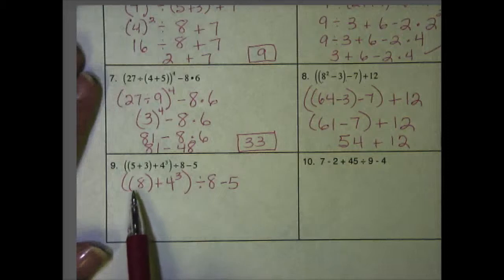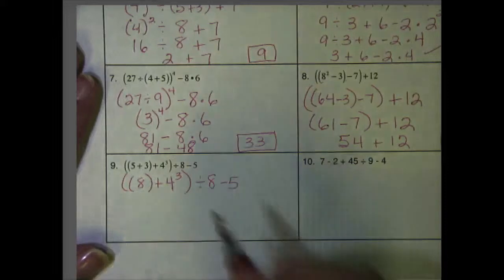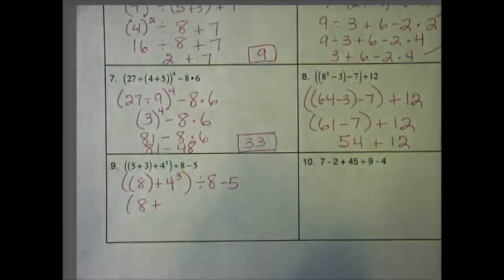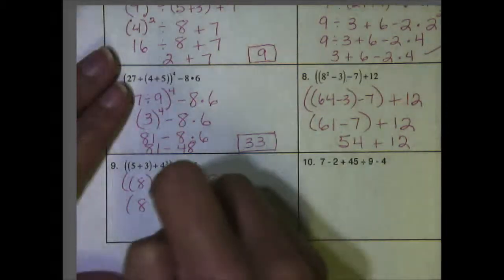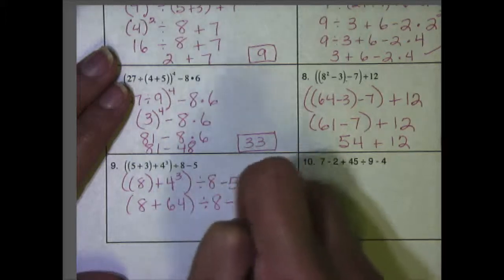So now we're going to look inside these parentheses. Well, in order to do what's inside these parentheses, I have to know what 4 to the third is. So I have 8 plus 4 to the third, which means 4 times 4 times 4. 4 times 4 is 16. Times 4 again is 64. Divided by 8 minus 5.